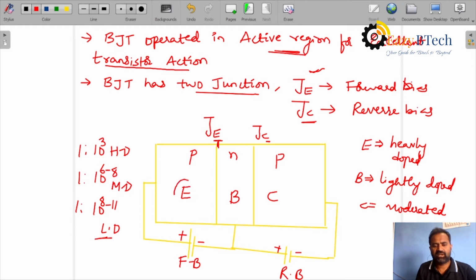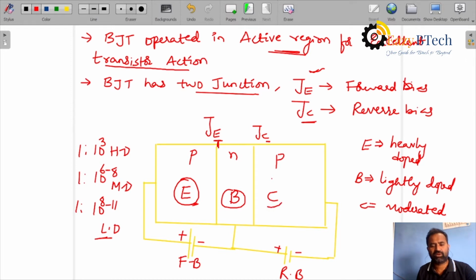Now as the emitter region is heavily doped, a more amount of charge emission can take place, and then it can reach the collector. That is the action. Means as the emitter is heavily doped, more charges can reach the collector. Is it clear? Okay. As the base is lightly doped, of the charges emitting from the emitter, lesser recombination takes place within the base, and the remaining enter the collector region. That is why the base is lightly doped and the collector is moderately doped.